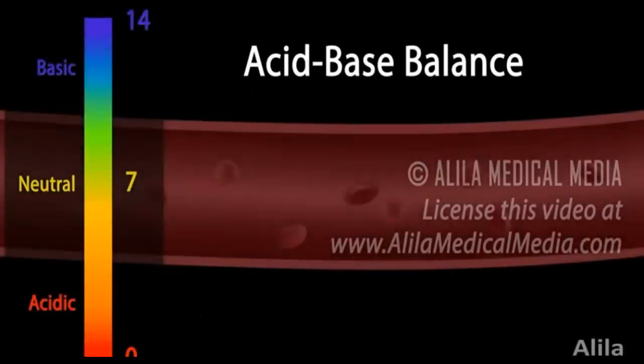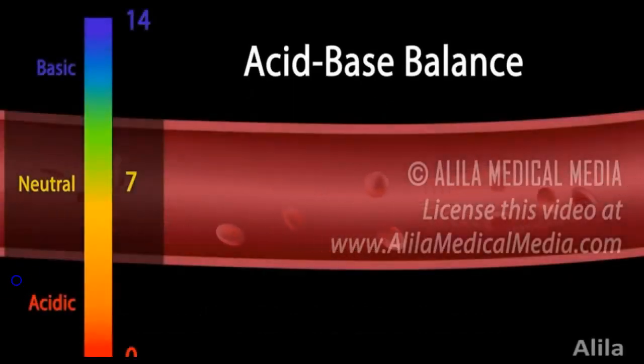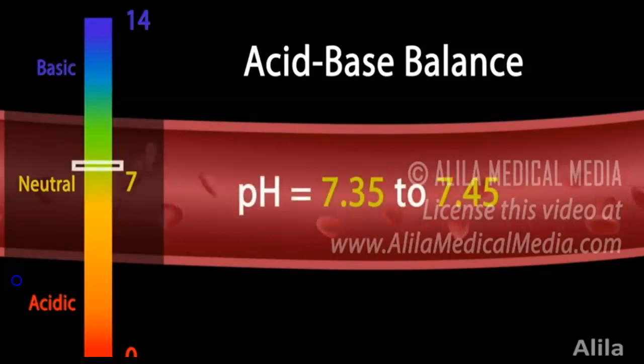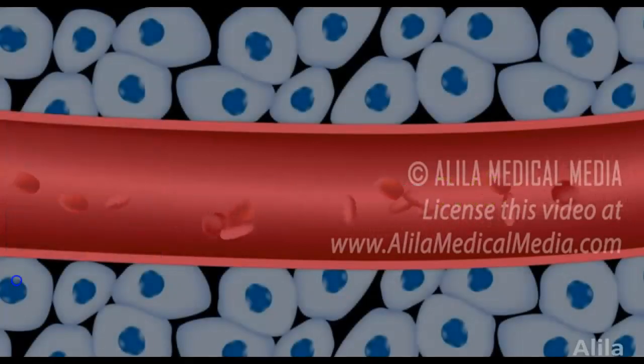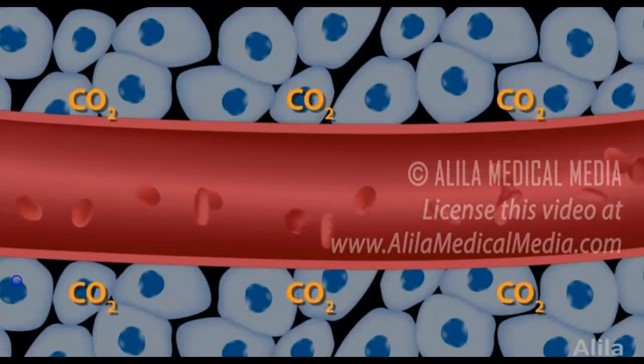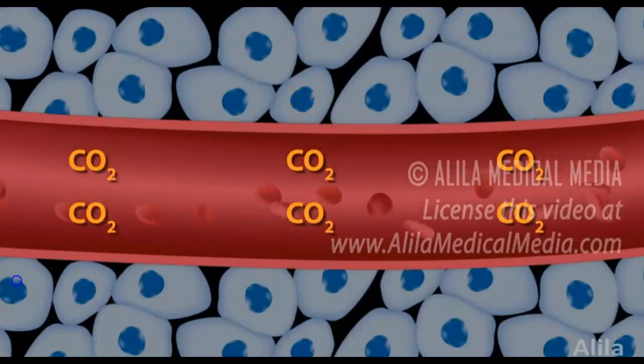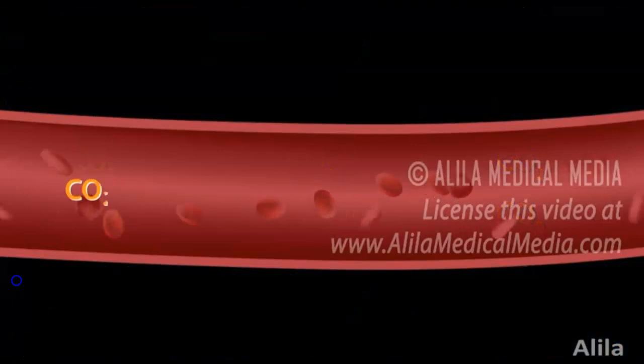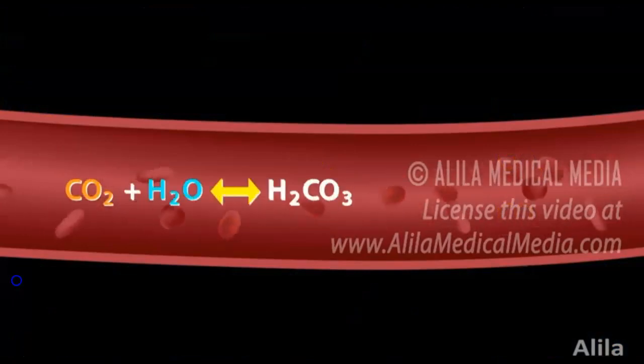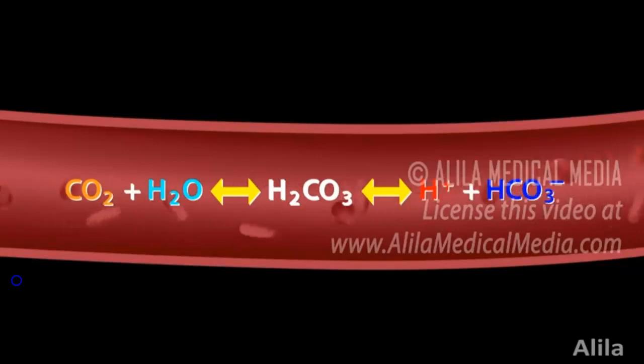pH is an indicator of acidity, regulated within a narrow range between 7.35 and 7.45. This is because even a minor change in acidity may have devastating effects on protein stability and biochemical processes. Normal cellular metabolism constantly produces and excretes carbon dioxide into the blood. Carbon dioxide combines with water to make carbonic acid, which dissociates into hydrogen ions and bicarbonate.